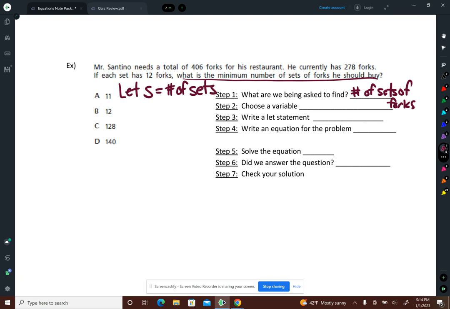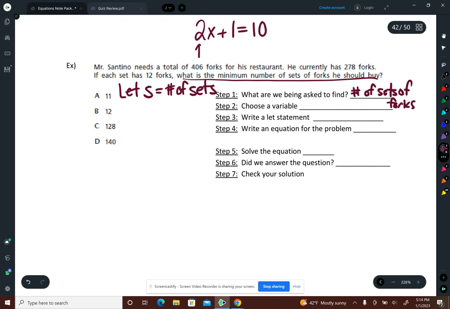So now we're going to go ahead and try to write our equation. Now remember, we said our equation is always going to look like this, two-step addition. So the first thing I'm looking for is the number that's going to go with the variable. So we said S is the sets of forks. So we're going to look for whichever number is talking about the sets of forks. And that's going to be right here. It says each set has 12 forks. So I'm going to put the 12 with the S.